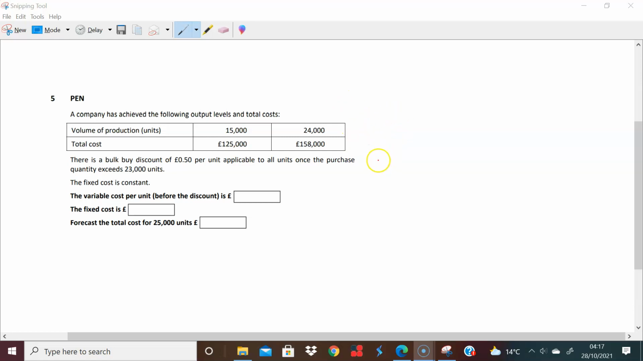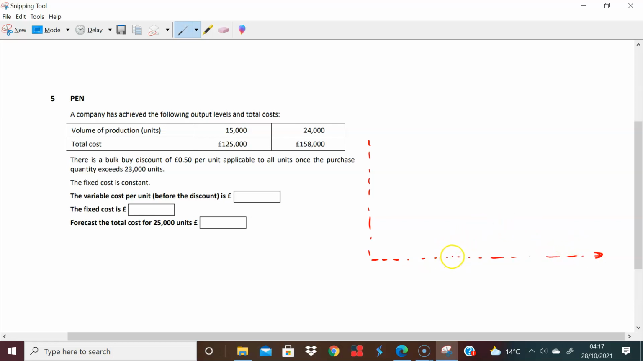Okay, so let's look at number five. This is slightly, when I say tricky, I think you actually have to engage with the question a little and try and see what you can do to find your variable cost. So let's draw the graph.